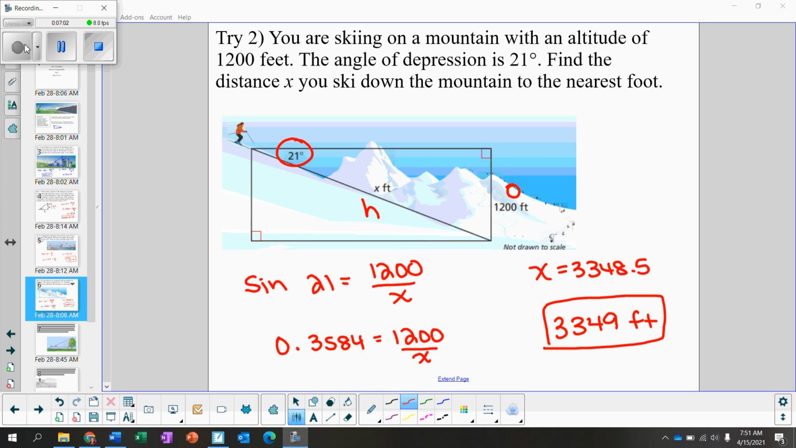All right, for this one, we would have had sine of 21 equals 1,200 over x, and we get about 3,349 feet.